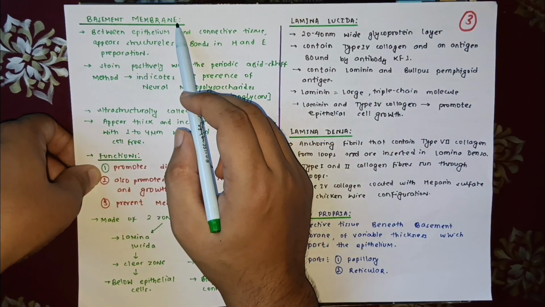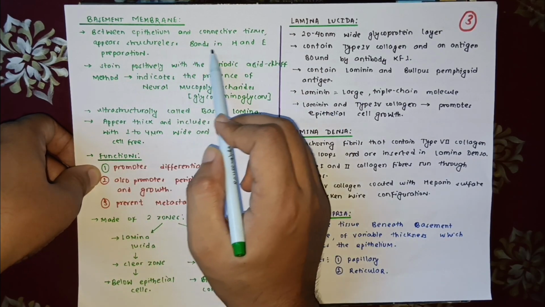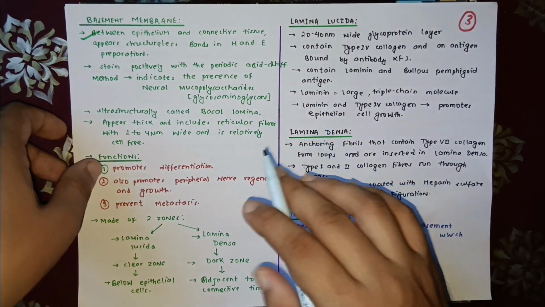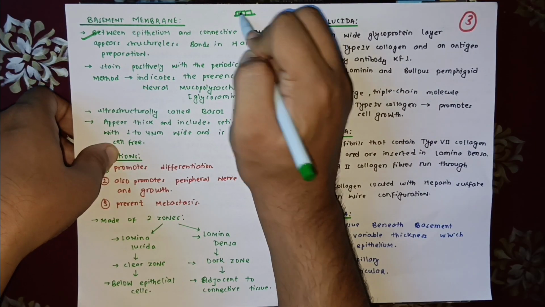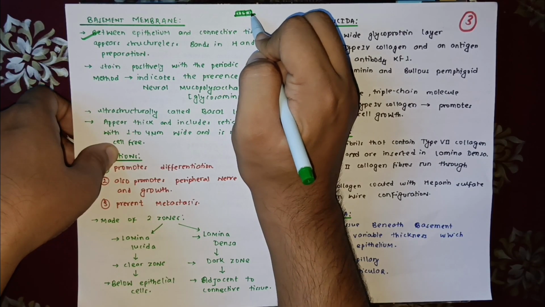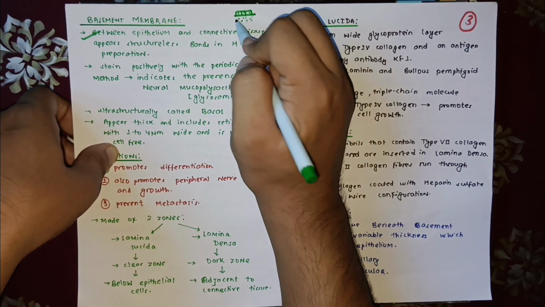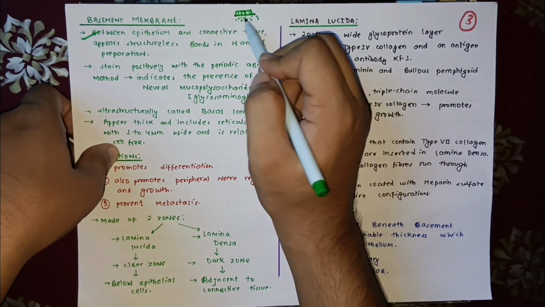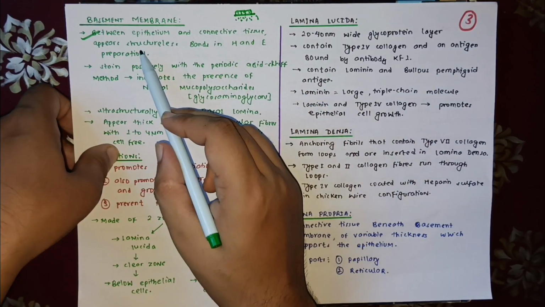The basement membrane lies between the epithelium and the connective tissue, and appears as a structureless band in H&E preparation. If this is the epithelium, and this is the basement membrane upon which the epithelium is laid, then this is the connective tissue, especially called the lamina propria. We will be discussing that. The basement membrane separates the epithelium and the connective tissue, and it appears structureless.